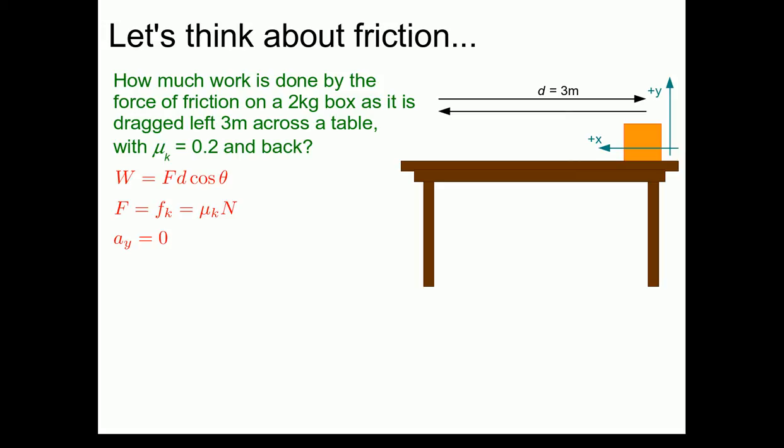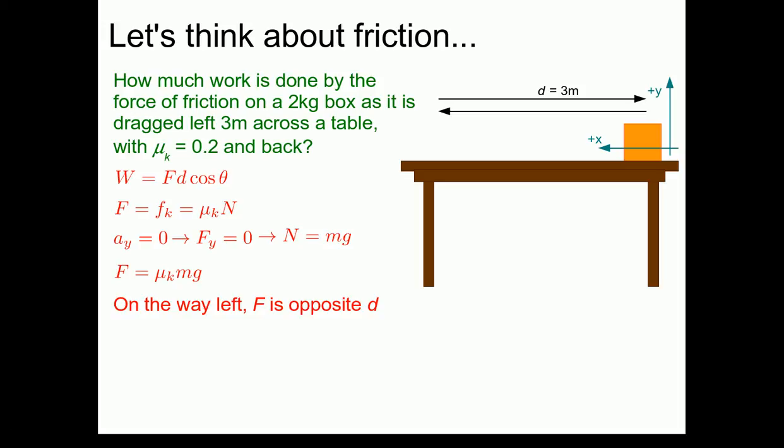The box is not moving in the vertical direction, which I've called y in this example. So we know that the acceleration in the y direction is equal to 0. Thus, by Newton's second law, we know that the net force in the y direction is equal to 0. Thus, we are able to conclude that the normal force in this particular problem is equal to the weight of the box, mg. Thus, we have the force of kinetic friction, μk times mg.